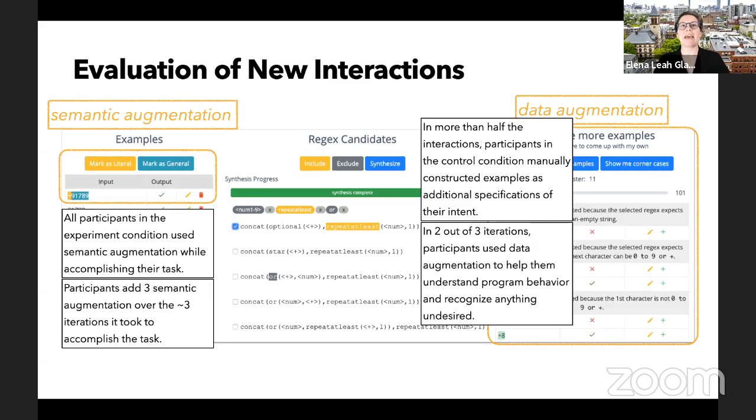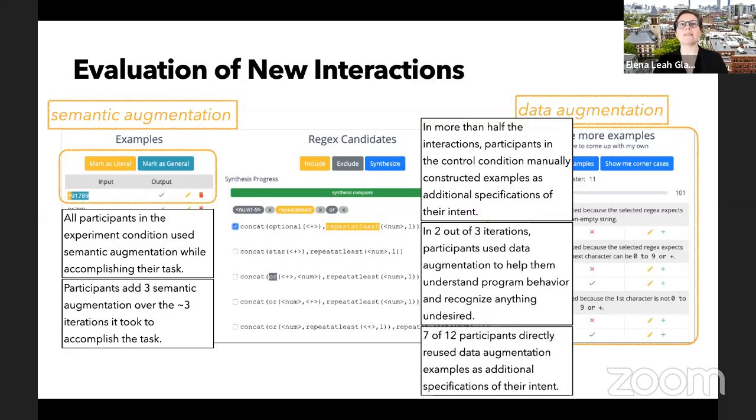And when they had access to the data augmentation, in 2 out of the 3 iterations that it took them, they used the data augmentation to help them understand program behavior and recognize anything undesired, as well as roughly half of them directly took examples from this data augmentation panel back and added them as additional specifications of their intent, right? So they no longer had to come up with their own examples.